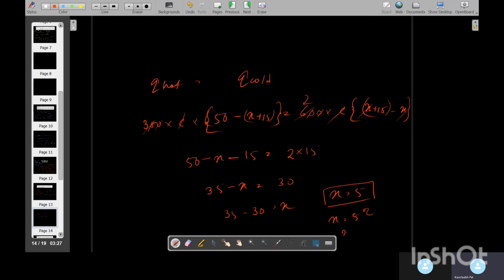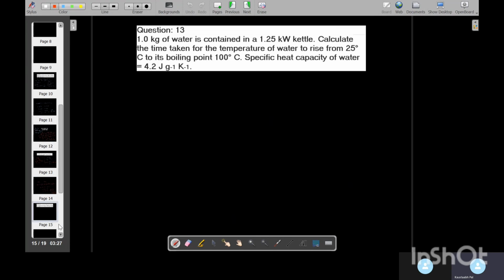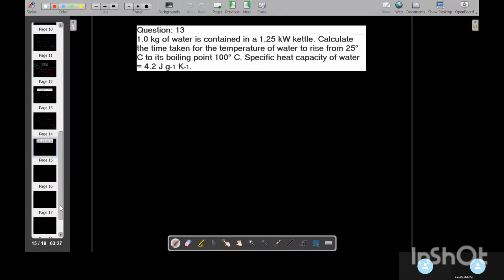Therefore, this is the initial temperature of cold water. Okay. I hope I am clear and I could explain this to you. This is the last sum for today.